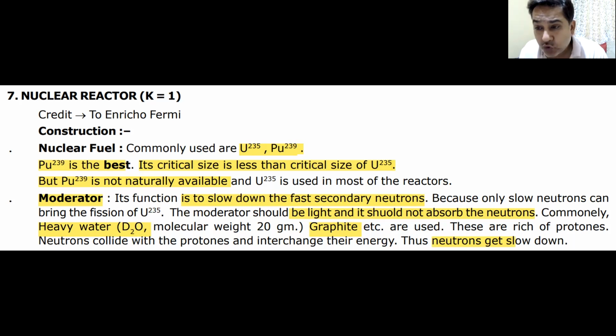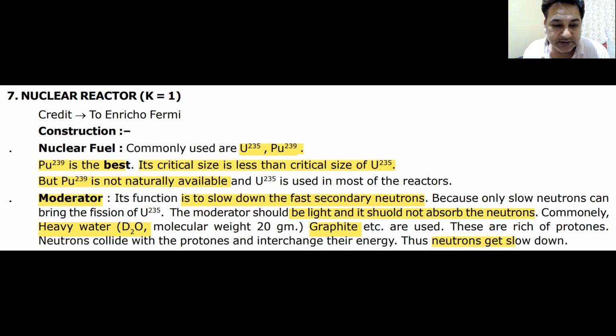And also, who created this nuclear reactor? Enrico Fermi. That's the first line. I forgot to mention that. I've seen questions that straight away ask you the name of the scientist who created the first nuclear reactor, Enrico Fermi. Information-based question, straight questions. If you know it, you know it. If you don't know it, you don't know it.